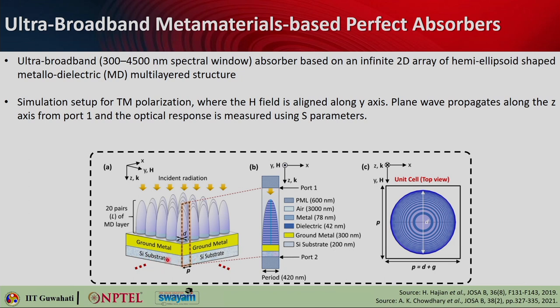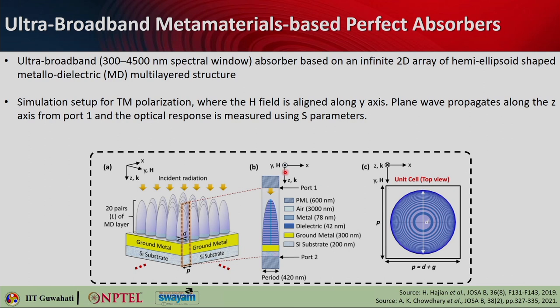So, it is based on a silicon substrate, but then you have a ground metal. It can be gold or silver. It has to be 300 nanometer, so it blocks light completely, and it will reflect. And then you have the dielectric metal layers. These are the simulation setup basically with PML, perfectly matched layers. So, this allows you to simulate this particular structure for TM polarization.